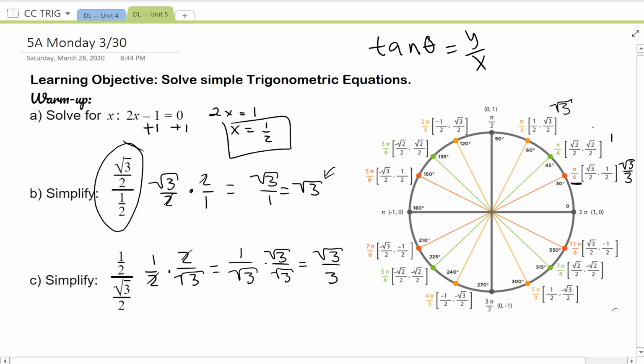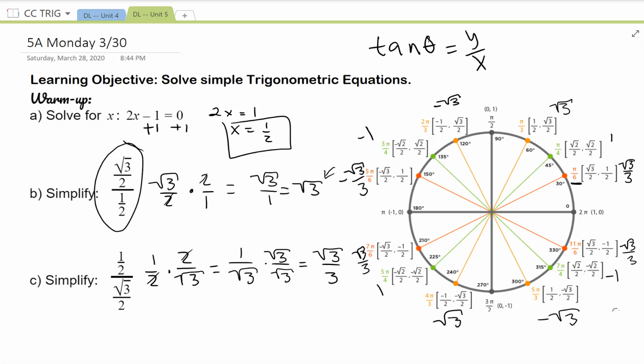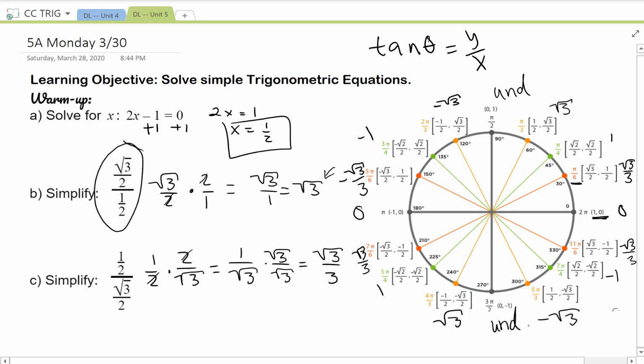As you continue on, the values will be the same, just the signs will be different. Negative root 3 over 3, and continue. Then, of course, when I have 0 divided by 1, that's 0. 1 divided by 0 is undefined. 0 divided by -1 is 0, and tangent of 3 pi halves would also be undefined. This is just going to help us do less work later.